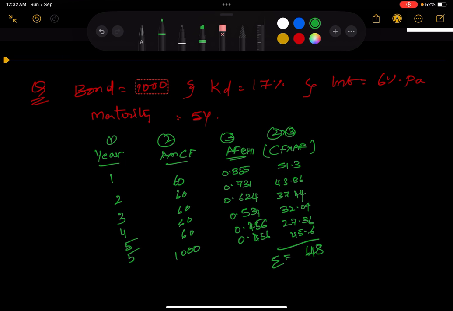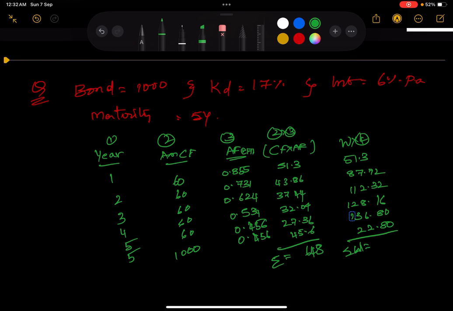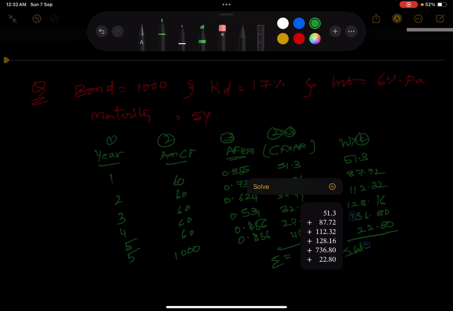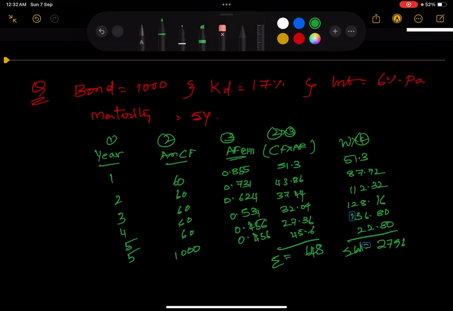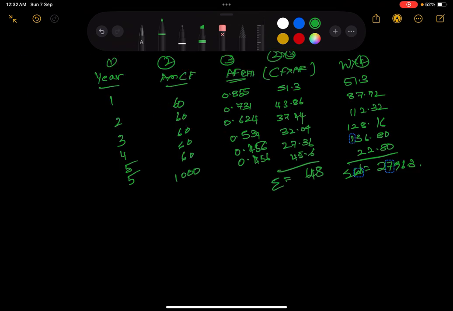Now weight into 4, which is equal to 51.3, 87.72, 112.32, 128.16, 36.80, 22.80. Sigma W is equal to 2796.3, right?